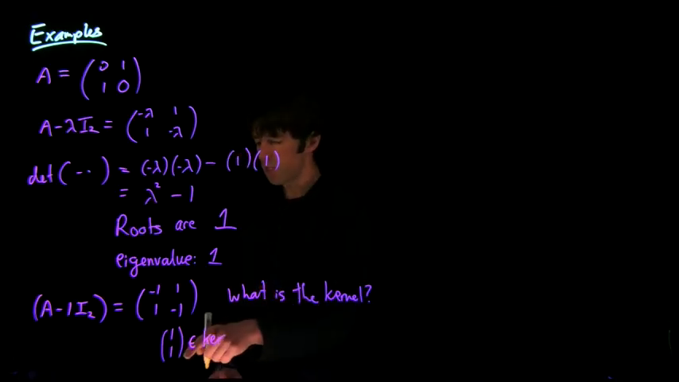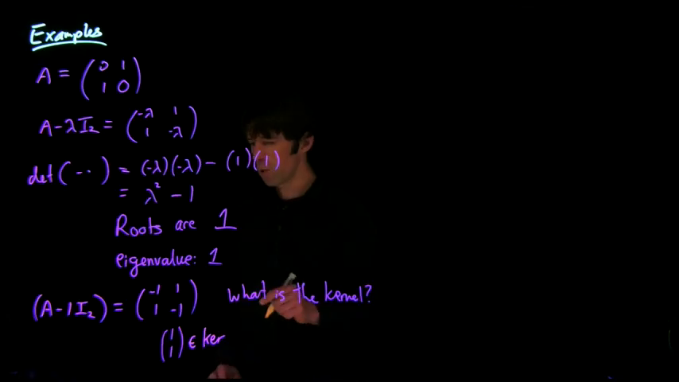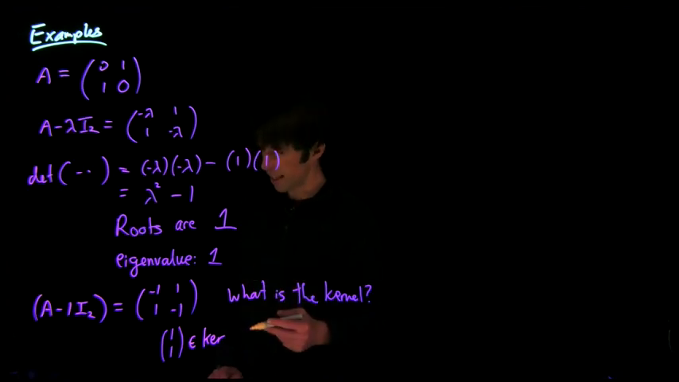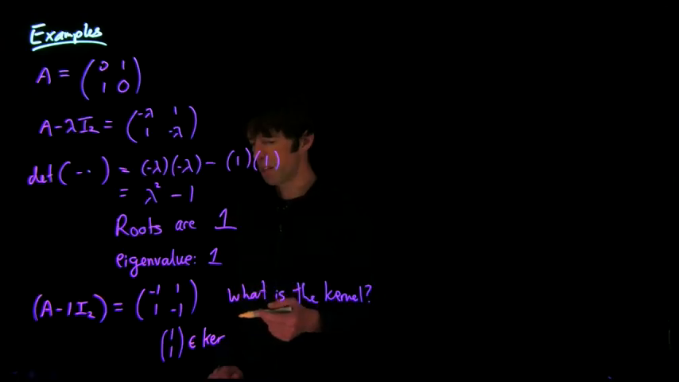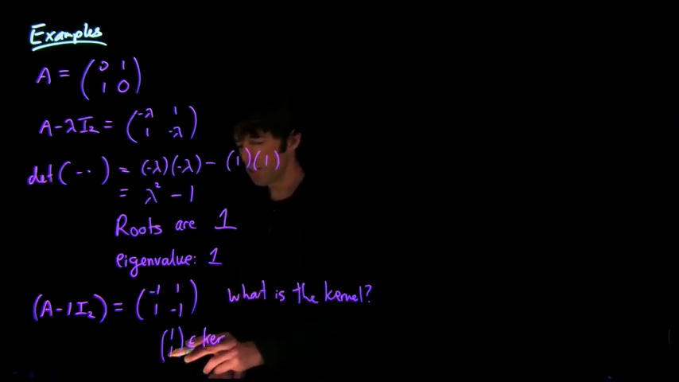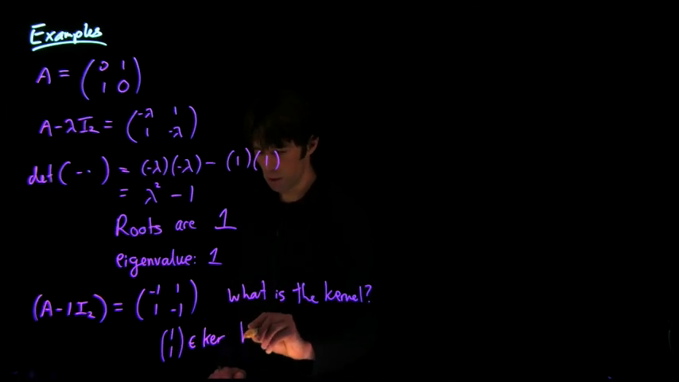Right. Saying that this is in the kernel tells me the kernel is at least one-dimensional. If the kernel were two-dimensional, then the kernel would have to be everything, and the only matrix that has absolutely everything in the kernel is the 0 matrix, and this is not the 0 matrix. So I can tell that the kernel can't be two-dimensional. It has to be one-dimensional, so we found a basis for the kernel.